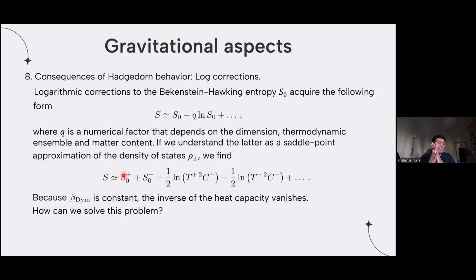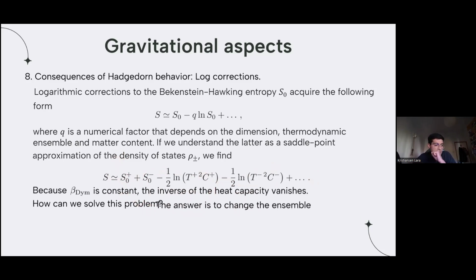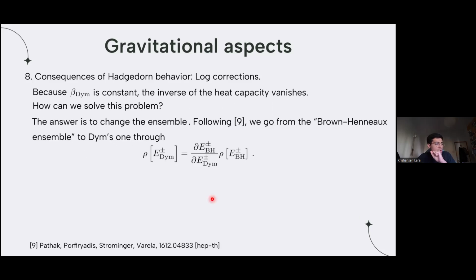Nonetheless, it is possible to solve this problem. We can find the quantum fluctuations to the entropy according to the following procedure. The answer is to change the ensemble. Following the procedure of Pathak, Porfyriadis, Strominger, and Varela, you can see the article for details, it is possible to go from the Brown-Henneaux ensemble to the DIM one. How? According to the following procedure, it is basically a Jacobian factor in the density of states of DIM.